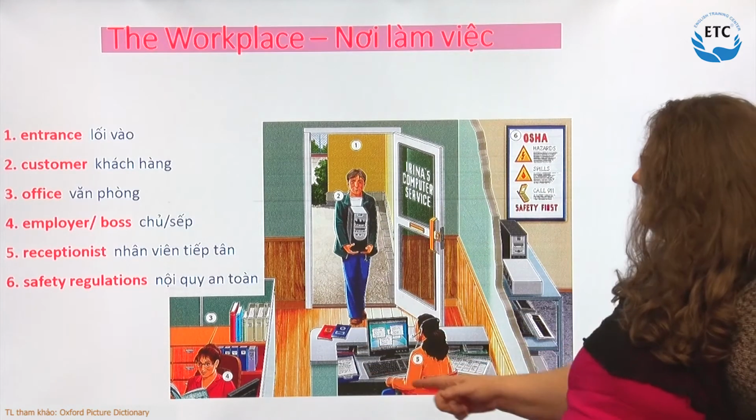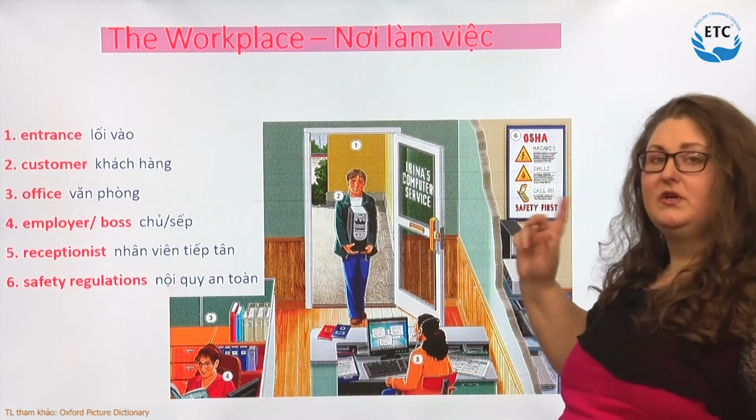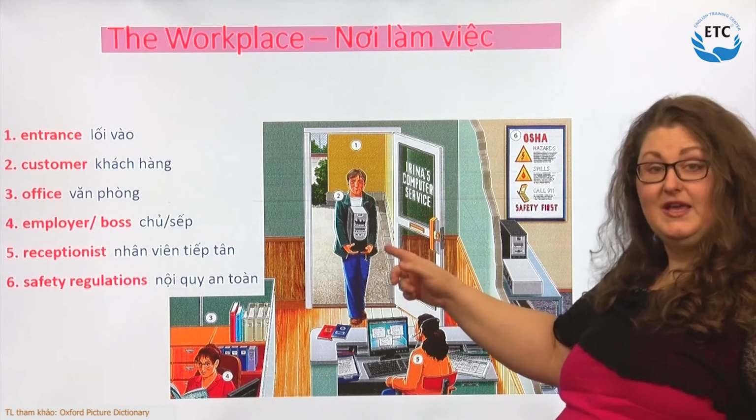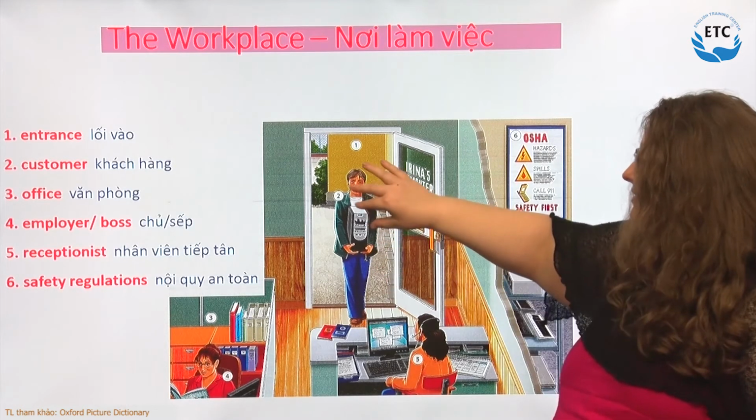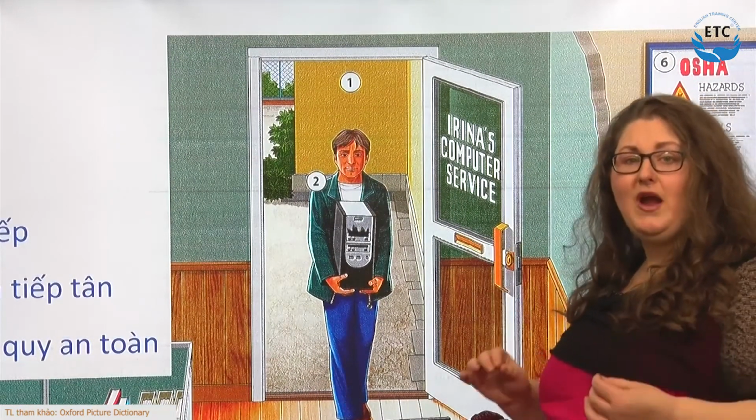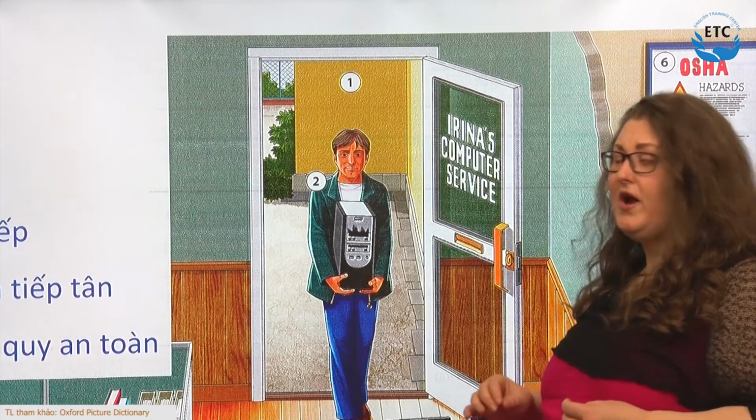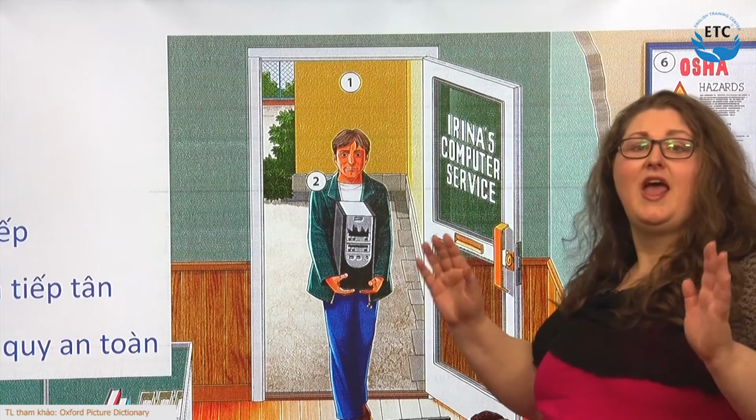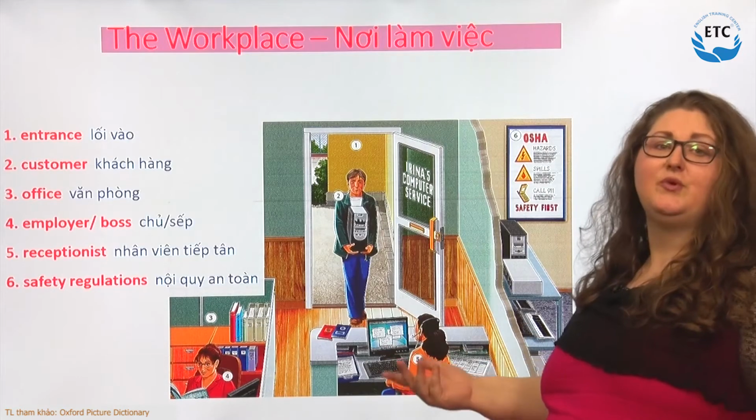So what do you see when you look at this picture? Who is this man? He is the customer, right? This guy, he is the customer. And where is he standing? Where do you see him? He's at the door. He's at the entrance. He's entering the room.